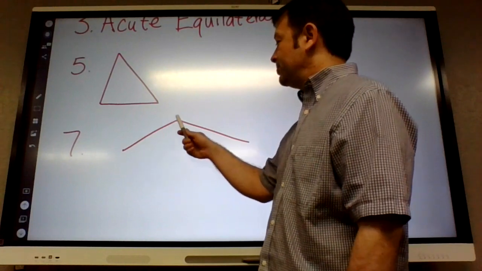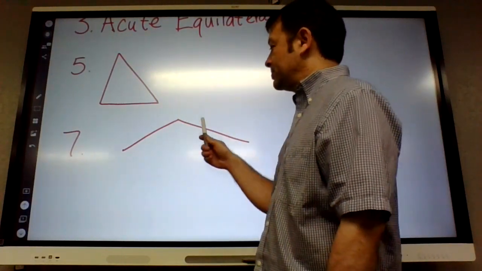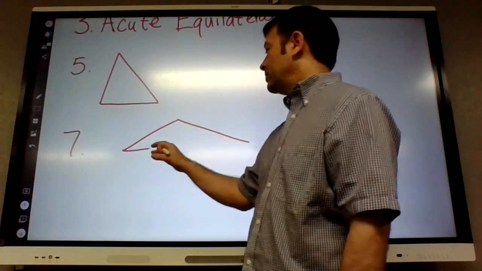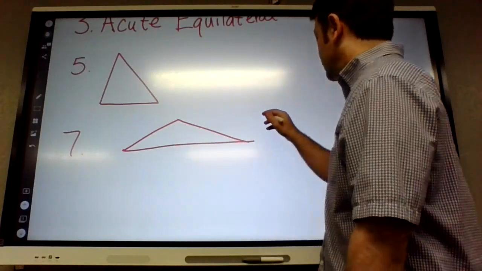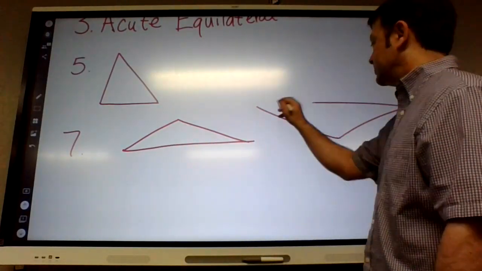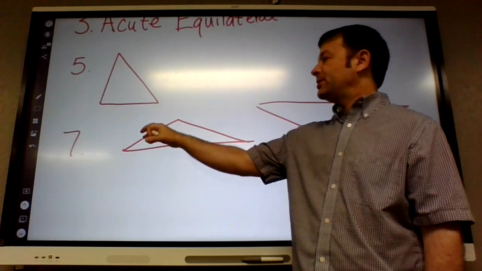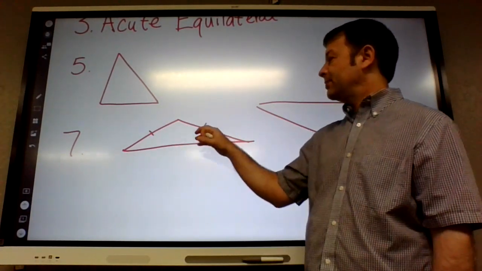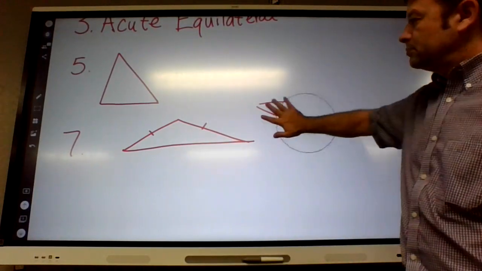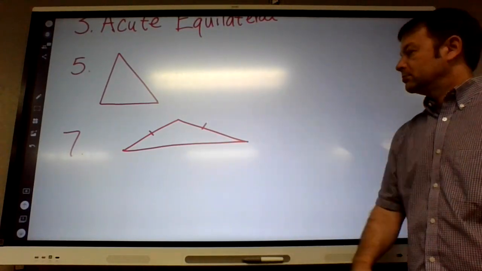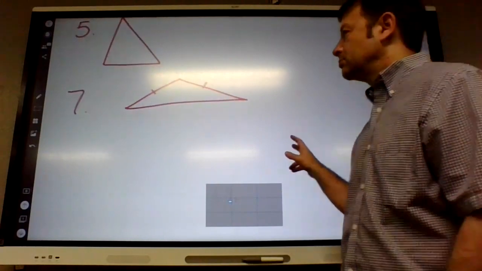It looks like a mountain. Well, it can be turned any direction. It could look like this. Yeah, but it looks good now. It looks like a mountain upside down now. Okay, one of those mountains. And you're supposed to mark the sides that are congruent, so those two. Like when you're a kid, you draw a mountain range in the background, that's what it is.